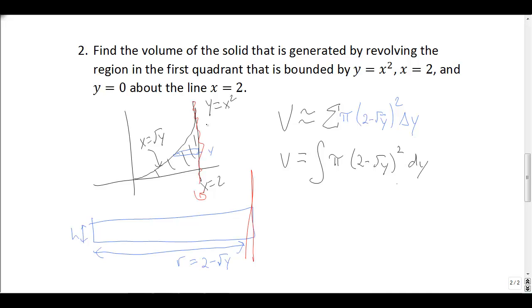And then our bounds on y, well, this point up here has x equals 2. That's going to be y equals x squared. y will be 4. So y is actually going to go 0 up to 4. So the possible y values go from 0 to 4.